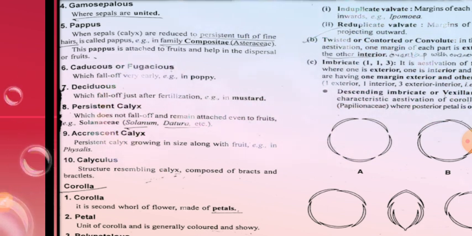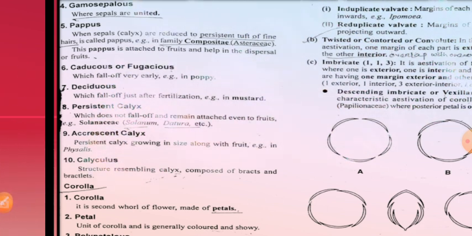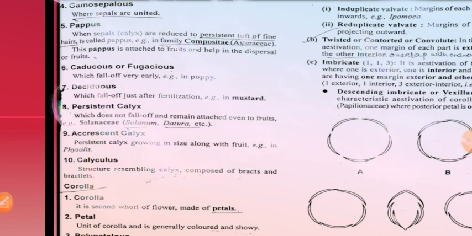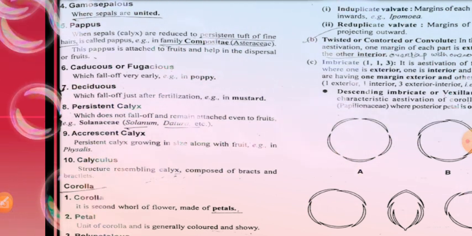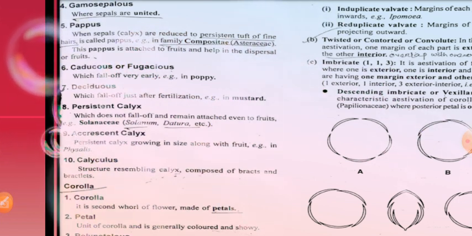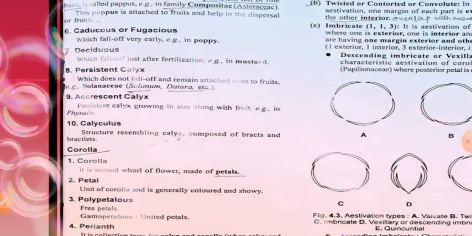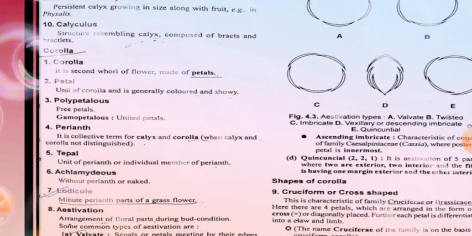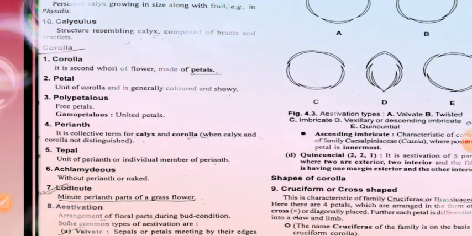Then corolla. Corolla means petals. You see the flowers are different in color because of the color of the petals. These are the petals, or the second whorl, known as the corolla. So petals are the unit of the corolla. Corolla is generally colored or showy.